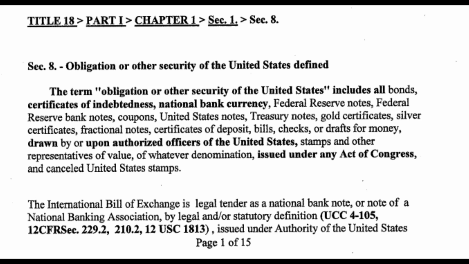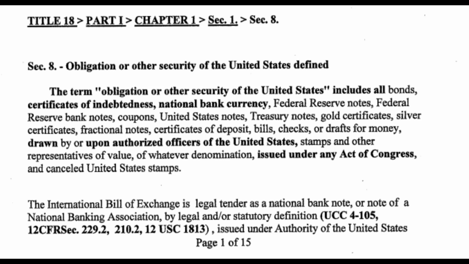Okay? So Title 18, Part 1, Chapter 1, Section 8. Section 8, obligation or other security of the United States defined: the term obligation or other security of the United States. And the reason why I say nobody's trying to help you is because what I see is them pretending to want to help you, but giving you half the truth all the time. I don't see anybody doing what I do, and you probably never will, to be honest with you. So, includes all bonds, certificates of indebtedness, national bank currency, Federal Reserve notes, Federal Reserve bank notes, coupons.